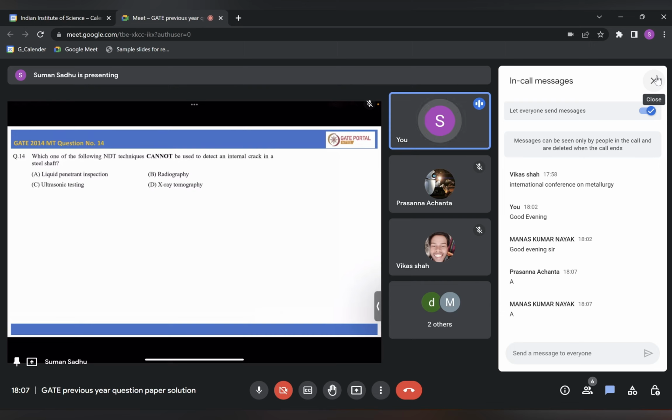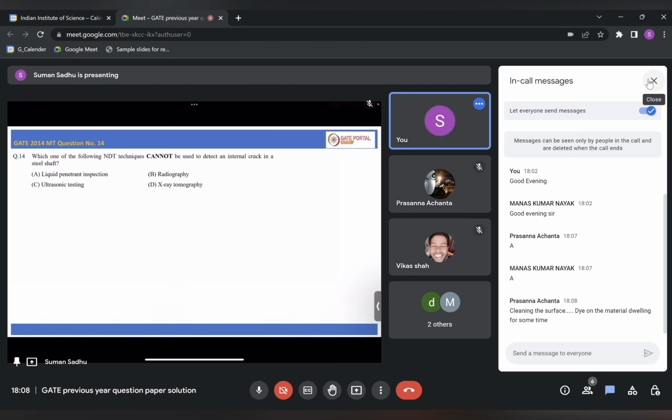And in which material can you not use this technique? Even if there is a surface crack, for some sample you cannot use this technique. So let's go step by step. Does anyone want to answer? What are the different steps involved in the liquid penetration?